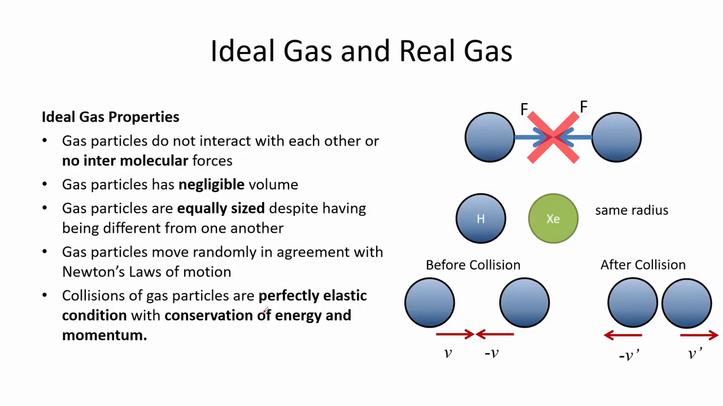As mentioned earlier, ideal gas is theoretical, which we need in order to have a basic understanding on the nature of gas. Here we compare an ideal gas and real gas properties. Here we list the properties of an ideal gas. First, its particles do not interact with each other or have no intermolecular forces. Its gas particles have negligible volume. Its gas particles are equally sized despite being different from one another. Its gas particles move randomly in agreement with Newton's laws of motion. The collisions of gas particles are perfectly elastic with conservation of energy and conservation of momentum.